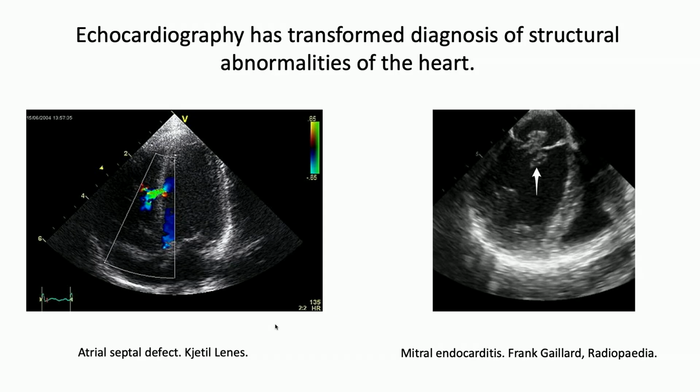This has transformed what we can do, and I'm just going to show this with two illustrations. Here on the left, the coloured area is the Doppler flow, showing a flow of blood from the left side to the right side of the heart, and this is because there's a hole in the heart. It shouldn't be happening under ordinary circumstances. And on the right side, it's showing a vegetation, shown by the little white arrow, on a heart valve from an infection that's sitting on a heart. So you can really see extraordinary detail with this technology.